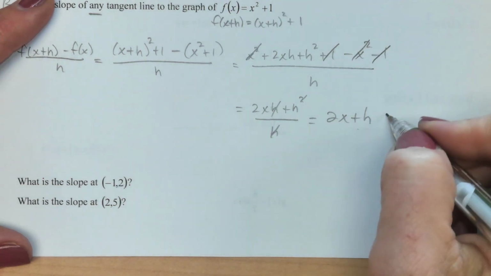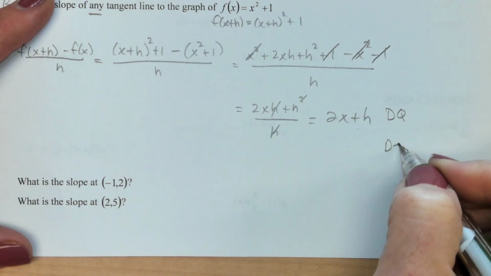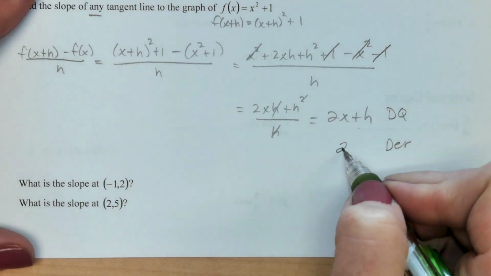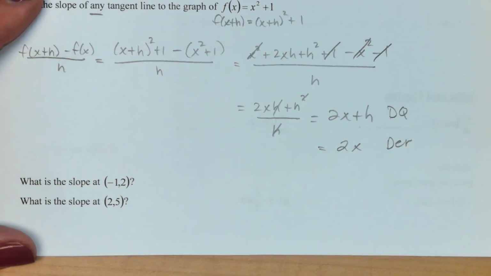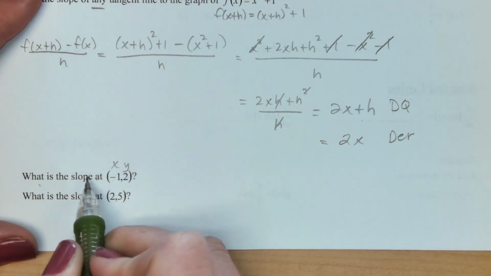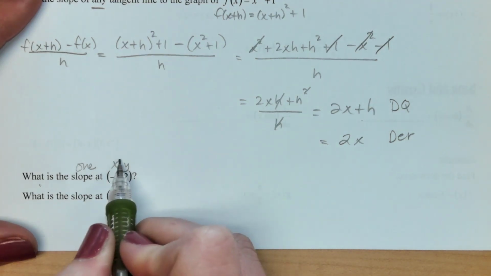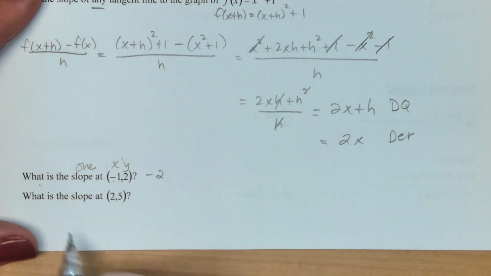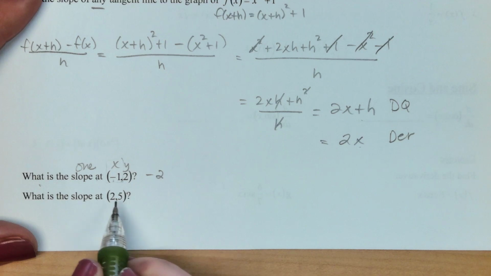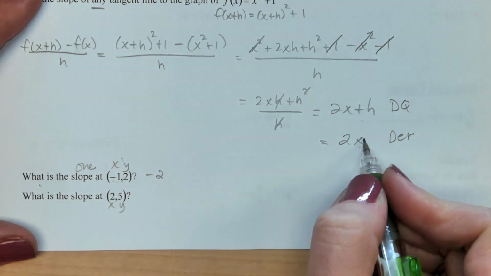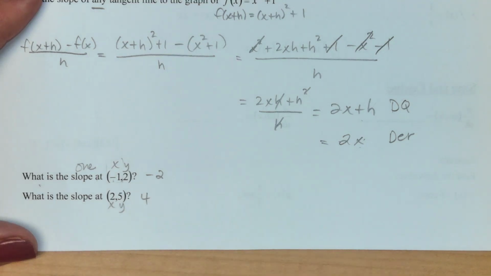And that is my difference quotient. If I want my derivative, which is where we are because we're in the right box, I just get rid of the h's. So this said, what is the slope at -1, 2? This is an x and a y. This is technically 1 point. So I just take my x and plug it right in. 2 times -1 is -2. Same with this one. I've got just 1 point again. This is an x and a y, and I don't care about the y. So I just take the 2, plug it in. 2 times 2 is 4.